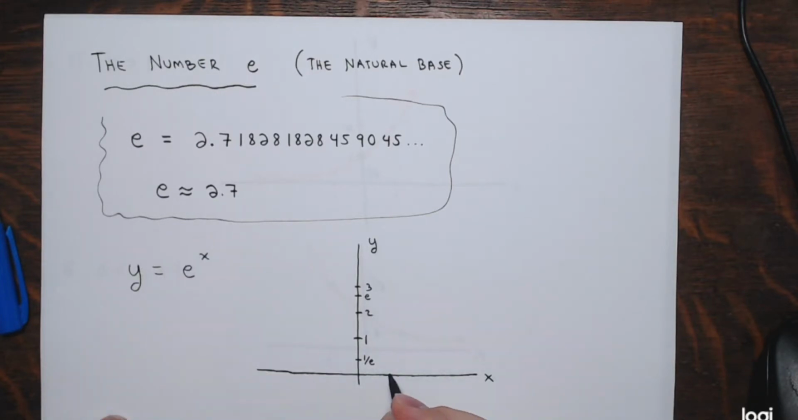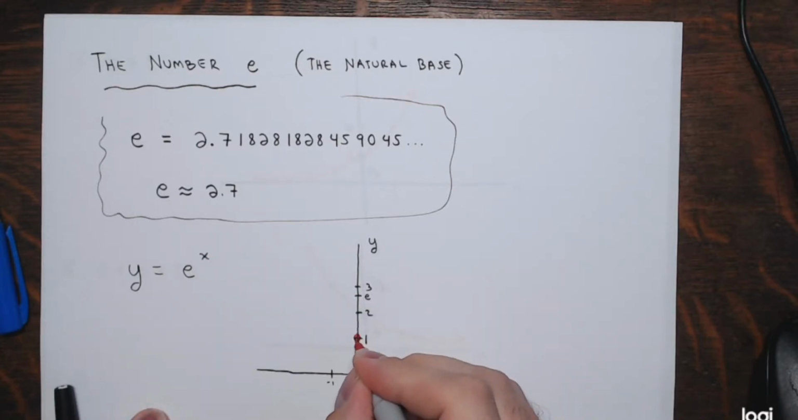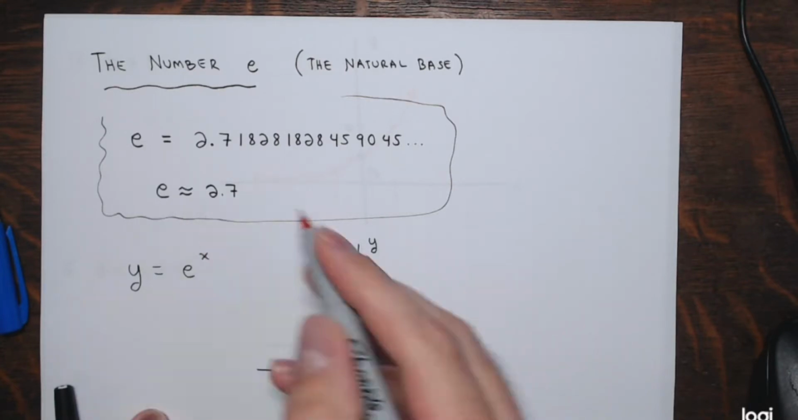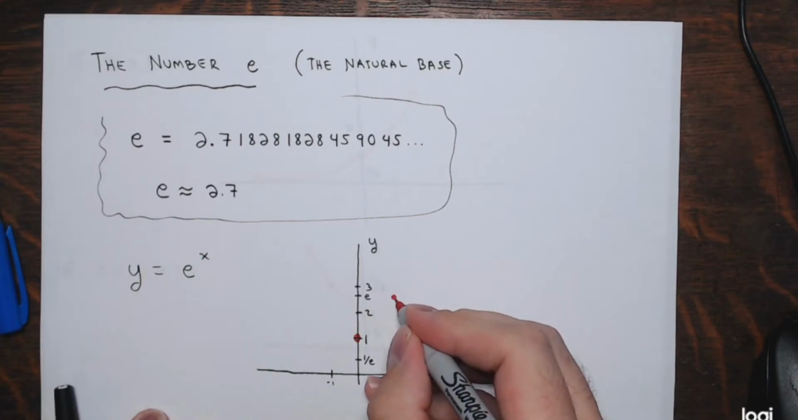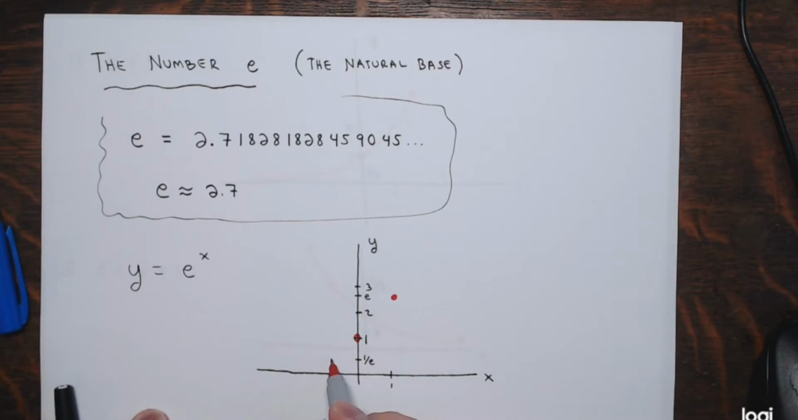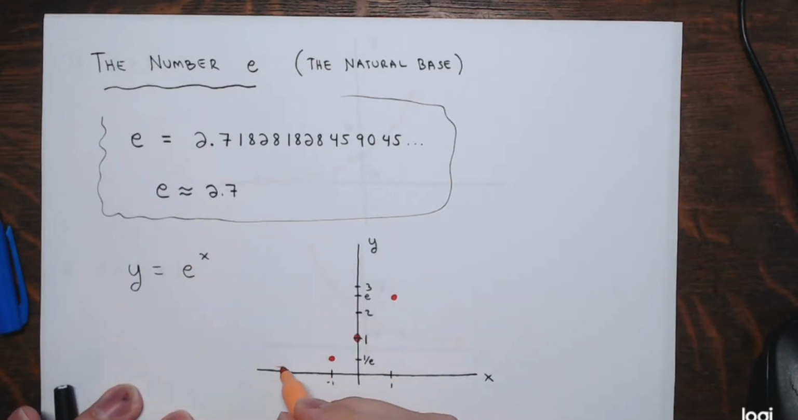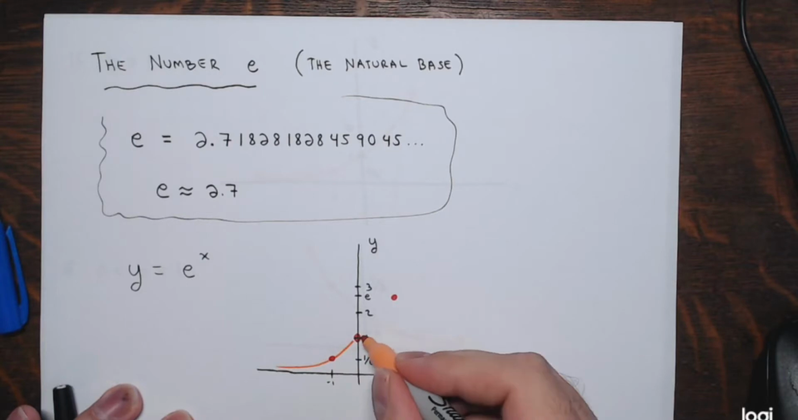And then inputs 0, 1, -1, like that. So you'd have these points: e to the 0 would be 1. e to the first would be e, or about 2.7. Right? There's 1 comma e. e to the negative first would be 1 over e, something between 1/3 and 1/2. And once again, because the base is bigger than 1, it's going to be this increasing exponential function.